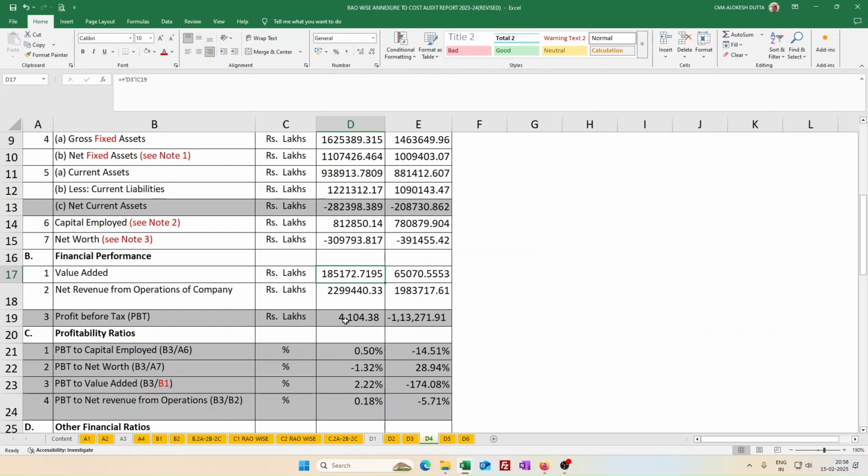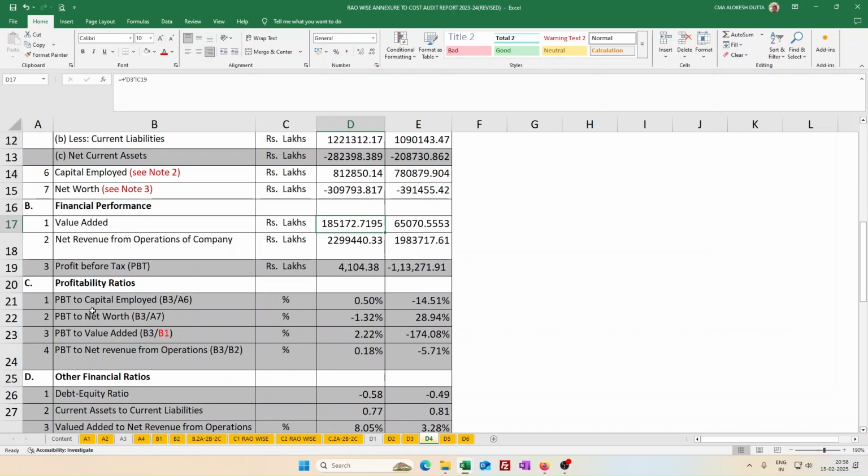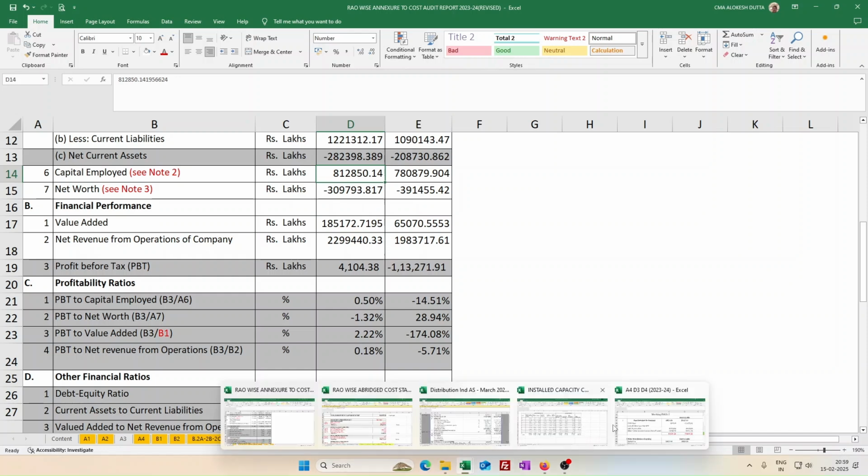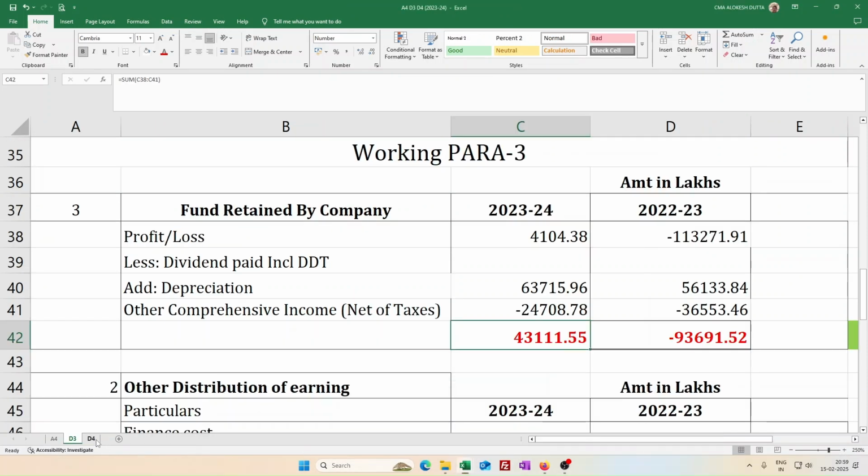Profit before tax from audited accounts, profit and loss account. Now you have to calculate the different ratios. PBT to capital employed, PBT to net worth. Capital employed should be computed like this. Here I have to mention the capital employed figure.